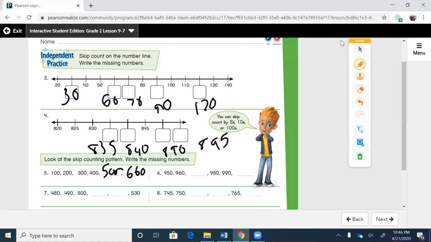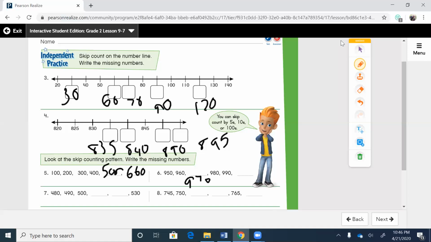Okay, number 6, we have to figure out the pattern. 950, 960, blank, 980, 990. I remember when you count by tens, there's a 0 at the end. It's going by tens. After 960 comes 970.